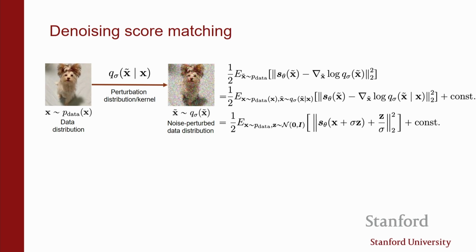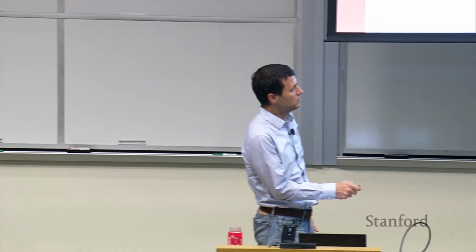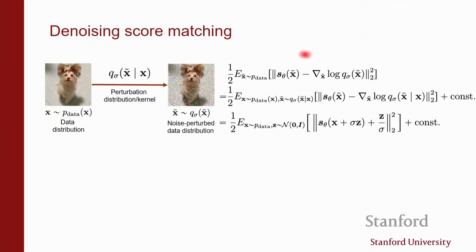And this does not involve any kind of trace of the Jacobian. It doesn't involve any sort of differentiation. It's just a straightforward loss that is basically just denoising. The reason we're doing denoising is because by solving the denoising objective that you see here in the third line, you are actually learning the score of the noise perturbed data distribution.